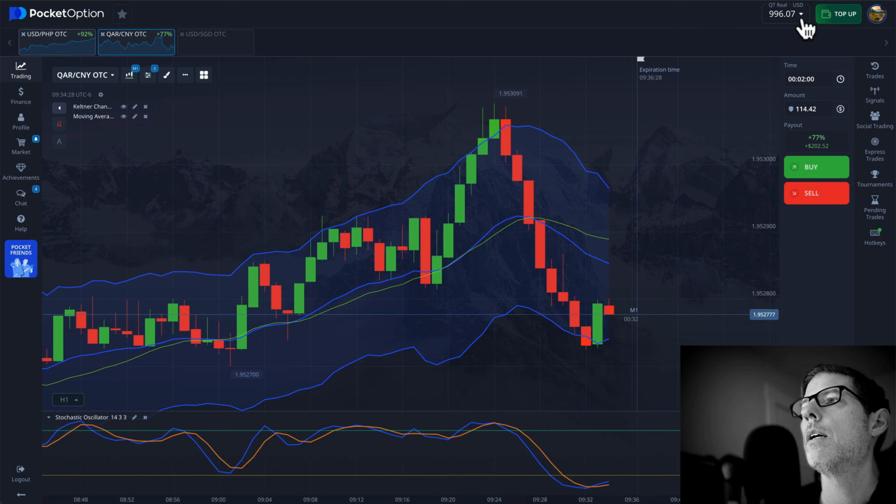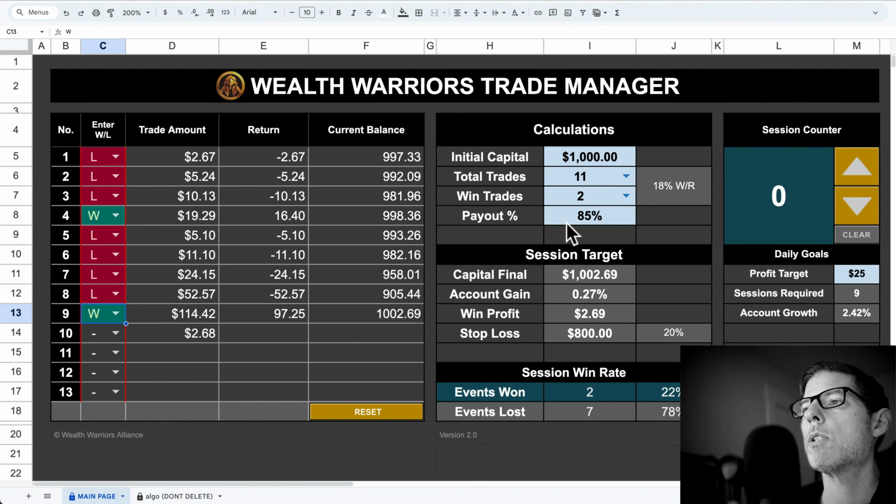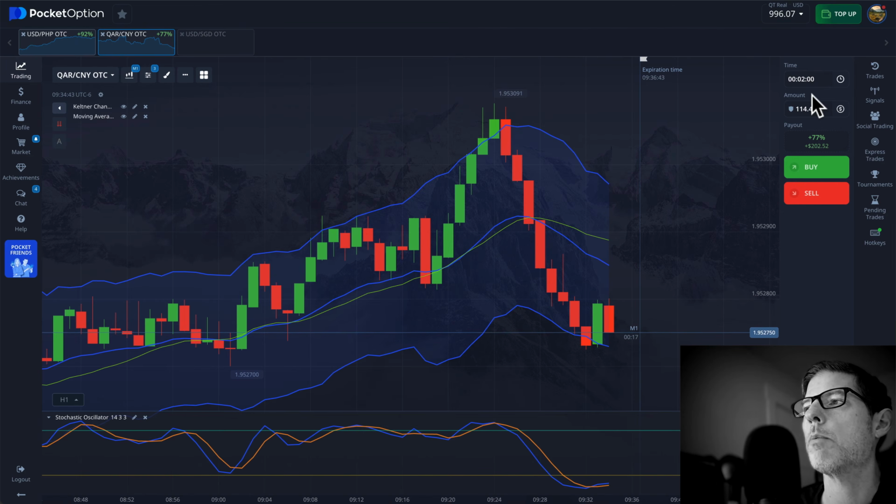So here we are. Now look at this payout. It dropped down to 77%. The payout percentage inside of the trade manager was 85%, so it wasn't low enough to cover the slippage. I think we had one that was closer to 80%, and all these are dropping. But we pretty much, that's near break even, and I'm happy with that.